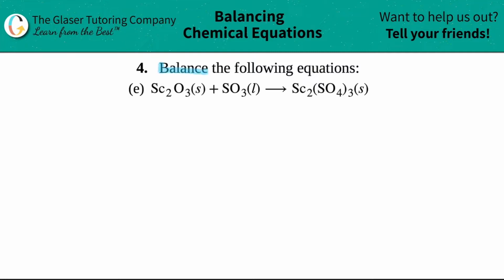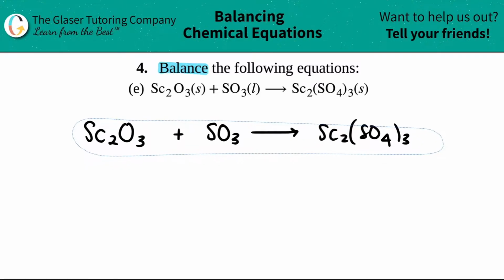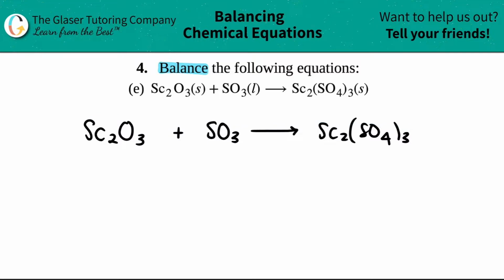Number 4, balance the following equations, and then we have letter E of this set. We have Sc2O3, which is a solid, plus SO3 liquid will yield or produce Sc2(SO4)3 solid. I'm just going to rewrite the equation just so that I have a little bit more room to deal with here. So Sc2O3 plus SO3 yields Sc2(SO4)3, and that looks pretty nice and neat. And now I'm ready to balance, right?